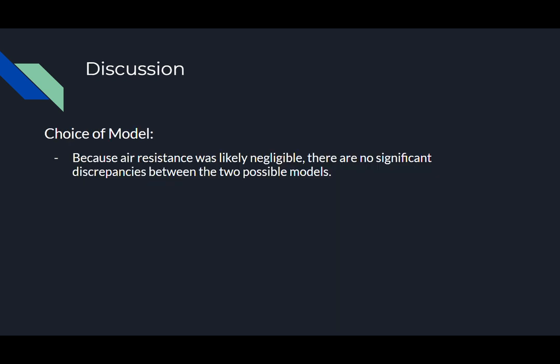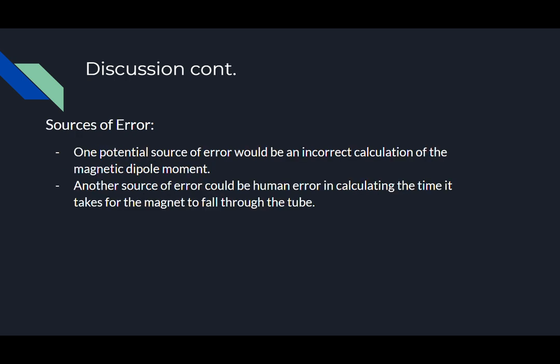Discussion. Because air resistance was likely negligible, there are no significant discrepancies between the two models. One potential source of error would be an incorrect calculation of the magnetic dipole moment. Another source of error could be human error in calculating the time it takes for the magnet to fall through the tube during the real-life model.